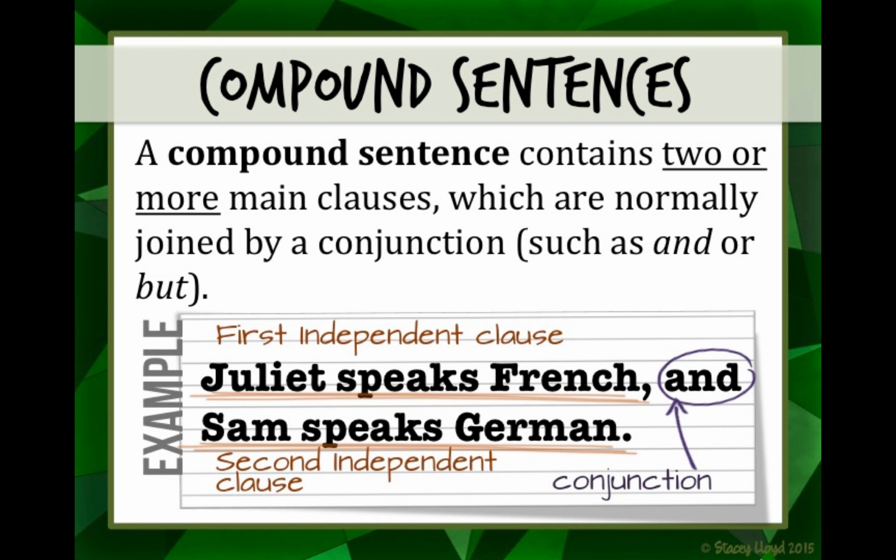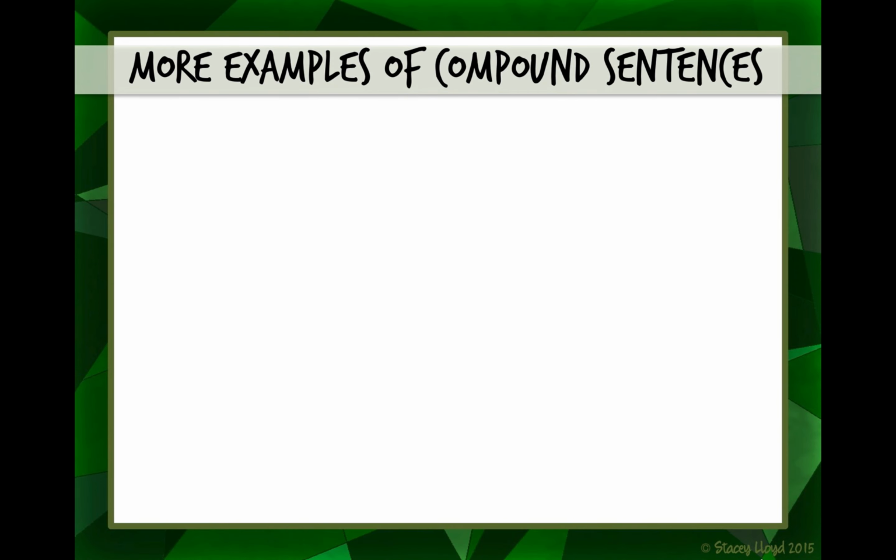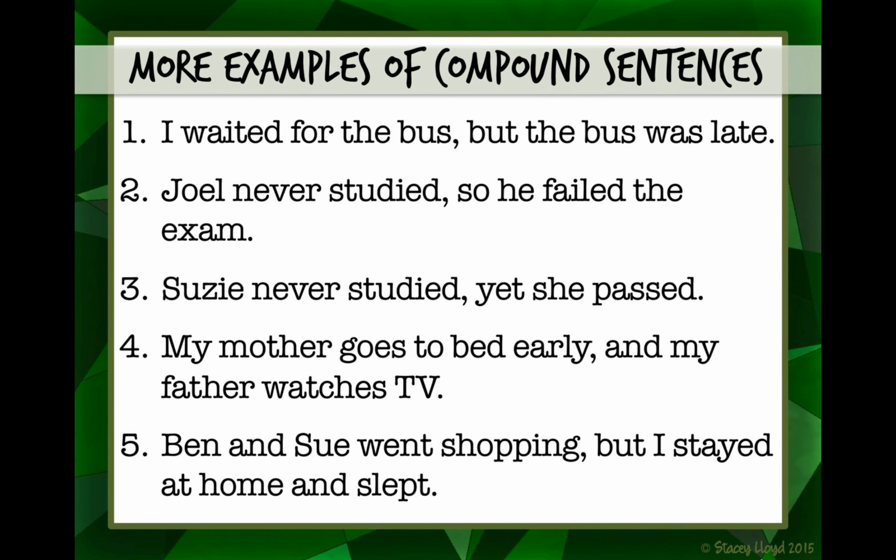So I've got my 2 independent clauses there, but I have to join them with a conjunction. So I decided to use the conjunction and. Juliet speaks French, comma, and, because remember we always put a comma before a conjunction, and Sam speaks German. So here's a few more examples of compound sentences.